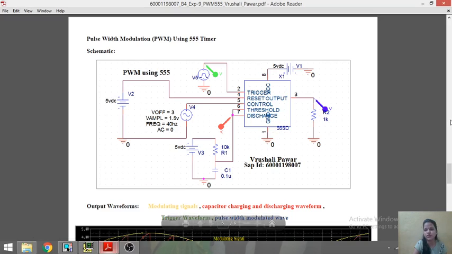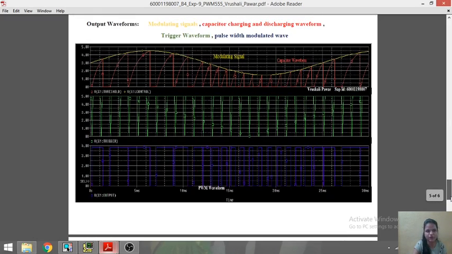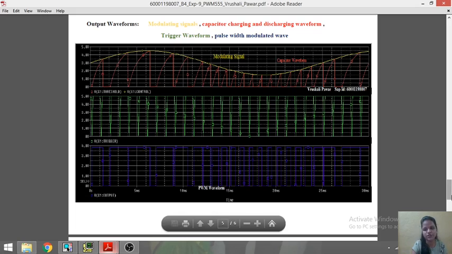So next, here I have already taken the output waveform. The yellow is the modulating signal, the red one is the capacitor charging and discharging waveform, the green one is the trigger waveform and the red one is the pulse width modulated wave, that is the output wave.